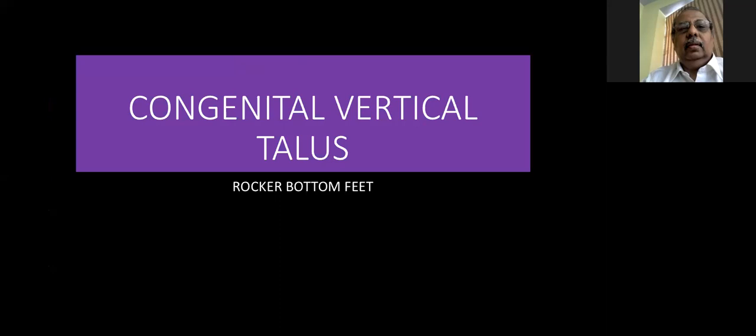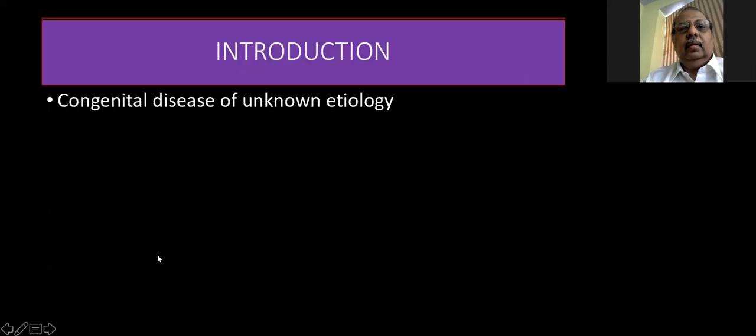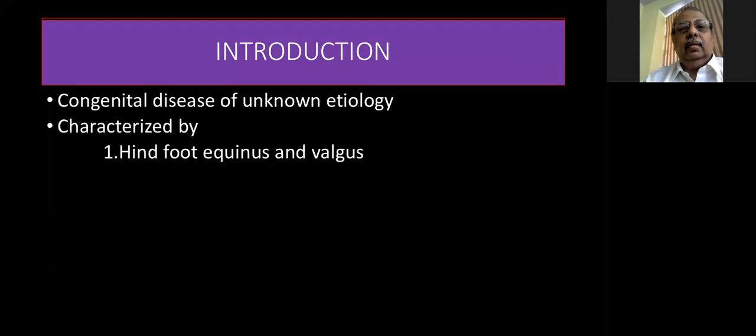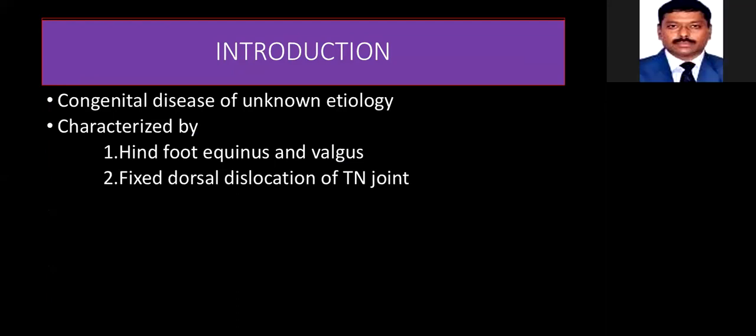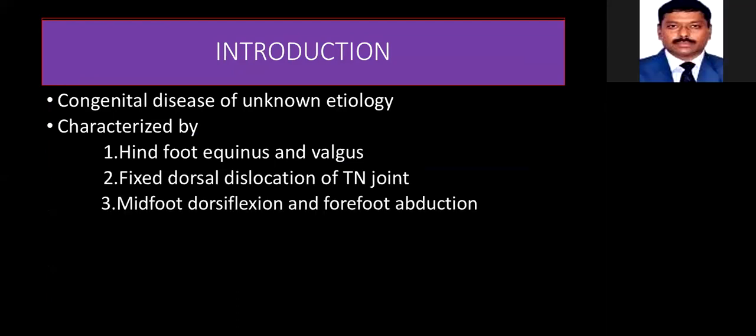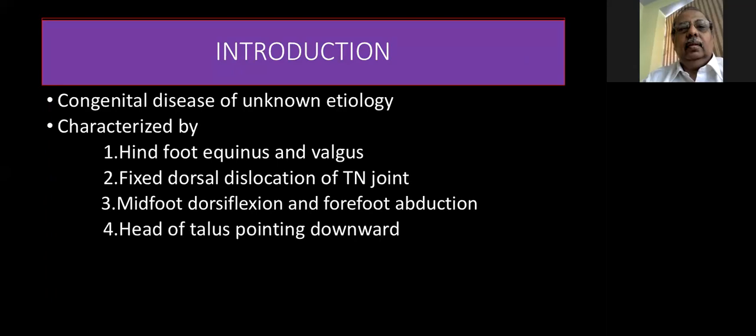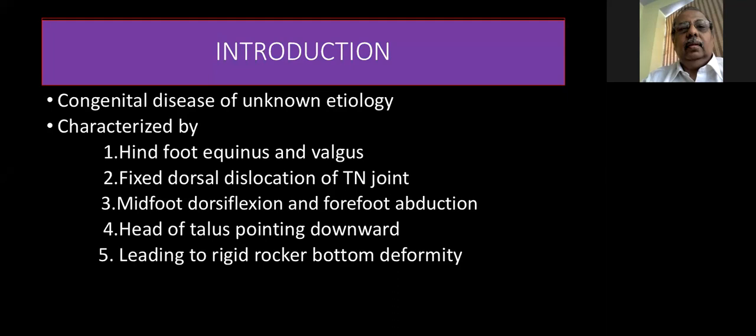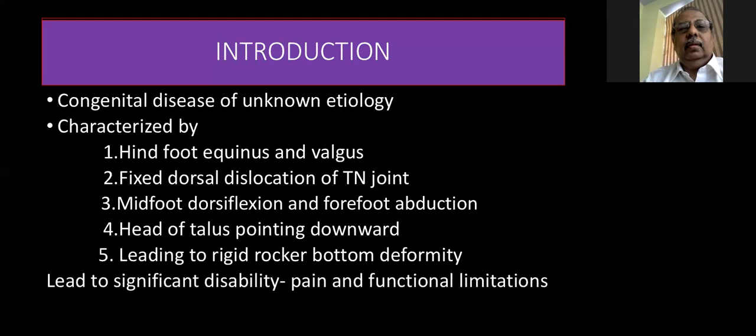Now, congenital vertical talus is otherwise called the rocker bottom foot. So by definition, it is a congenital disease of unknown etiology that is characterized by hindfoot equinus and valgus, fixed dorsal dislocation of the talonavicular joint, midfoot dorsiflexion and forefoot abduction, head of the talus pointing downwards, leading to a rigid rocker bottom deformity. And this leads to significant disability and pain and a functional limitation. So if you remember this definition, you will be able to write everything.